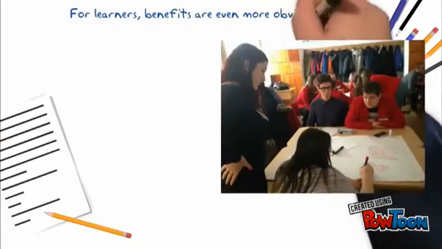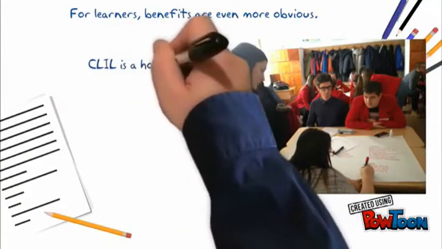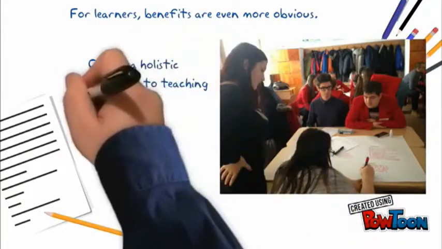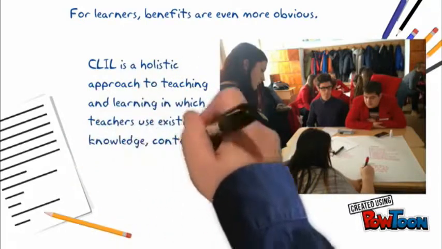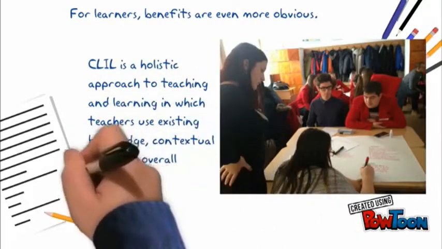For learners, benefits are even more obvious. CLIL is a holistic approach to teaching and learning in which teachers use existing knowledge, contextual clues, and overall meaning. Tennant and Macmillan.